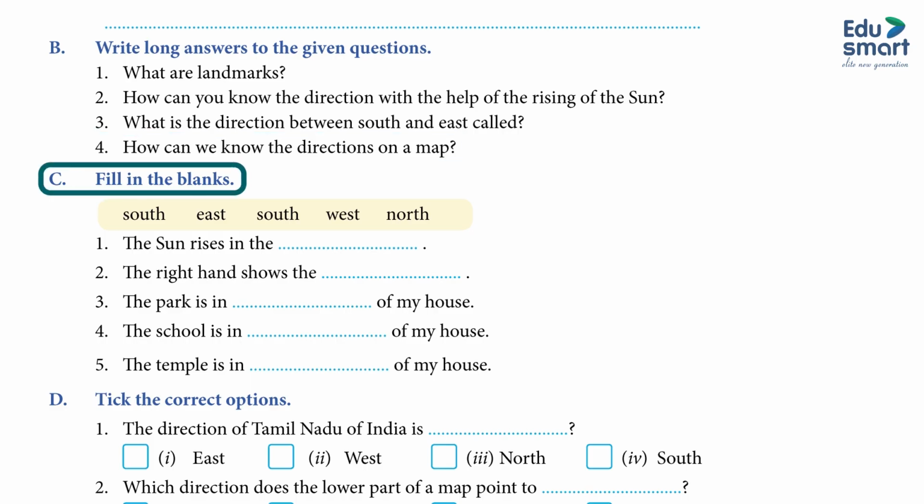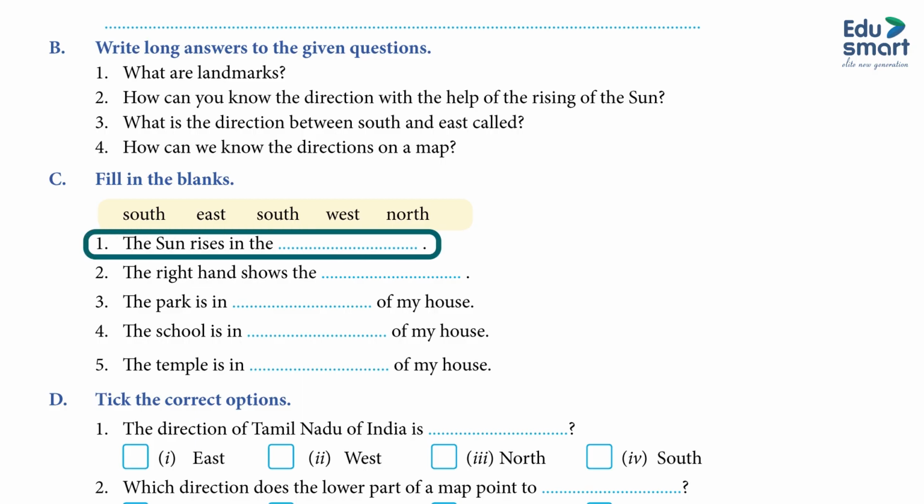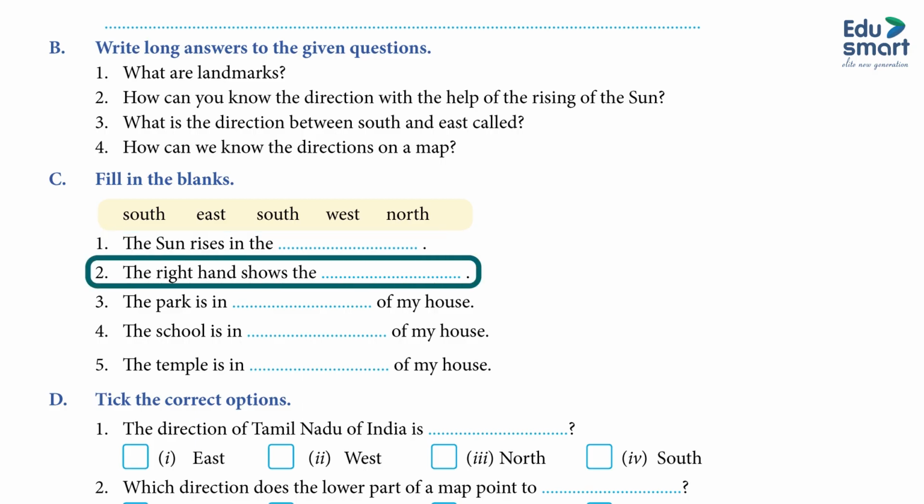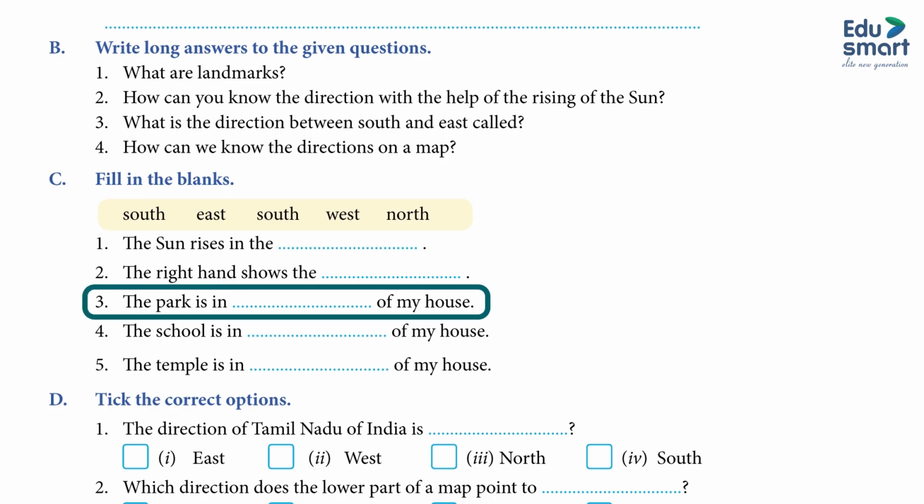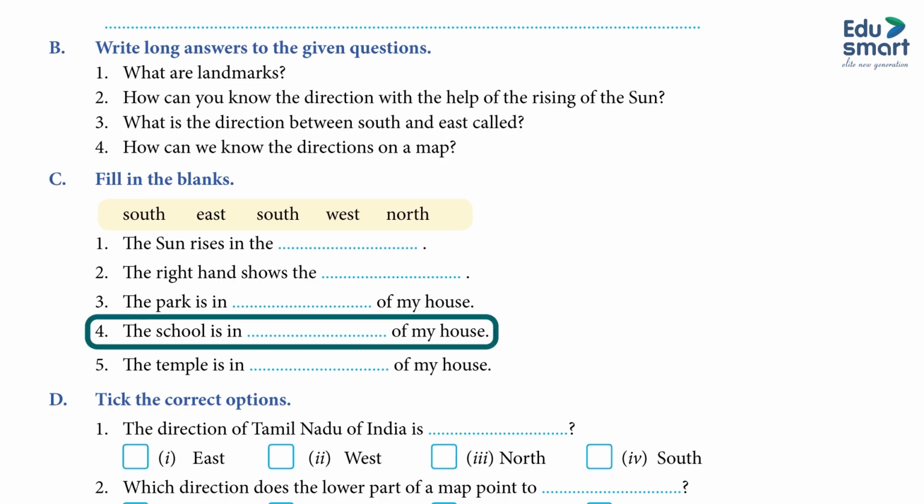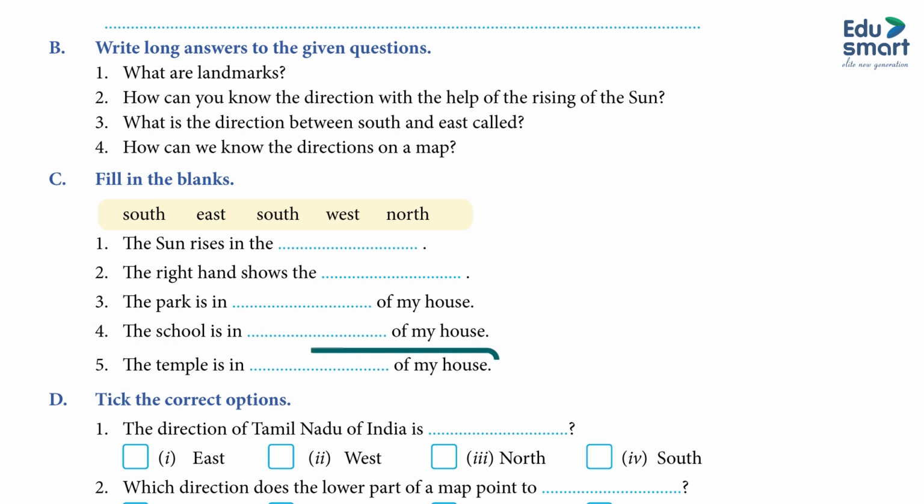C. Fill in the blanks. 1. The sun rises in the dash. 2. The right hand shows the dash. 3. The park is in the dash of my house. 4. The school is in the dash of my house. 5. The temple is in the dash of my house.